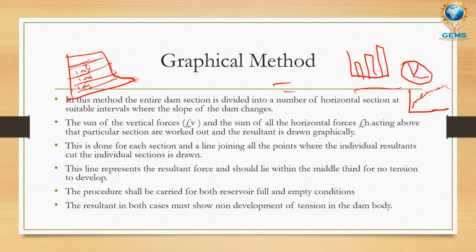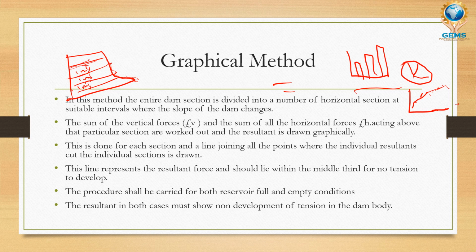If you can see it clearly, if the line falls, then you can identify that your dam is going to go through some tension and it is going to fail immediately. The procedure shall be carried out for both the empty and reservoir conditions, which is approximately in all the methods, like the analytical method also. The resultant in both cases must show non-development of tension in the dam body. That only I have explained to you.